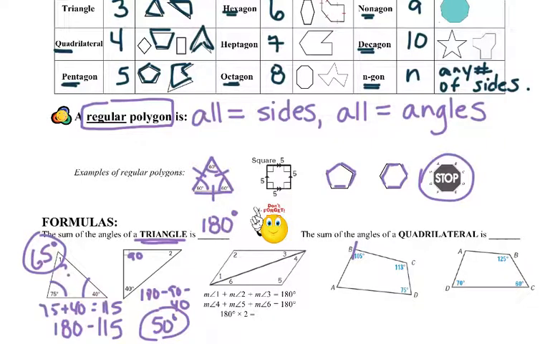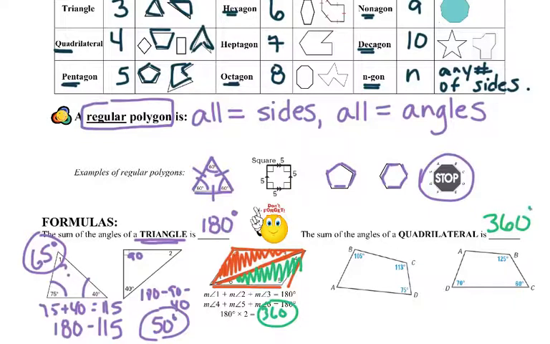Finally, we have a quadrilateral. So quadrilateral is 4 sides, right? And what we're showing here is that a quadrilateral, if I draw in a diagonal, is really 2 triangles. Every quadrilateral can be split into 2 triangles. And isn't each triangle adding up to 180? So I have a 180 and a 180, so altogether every quadrilateral adds up to 360.